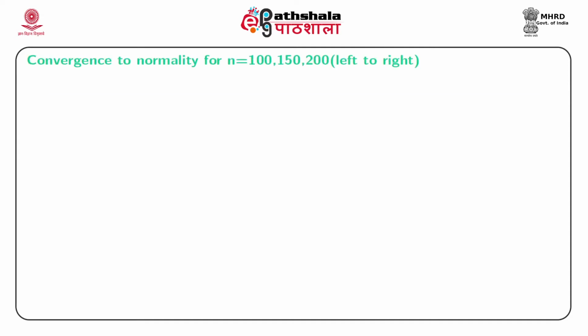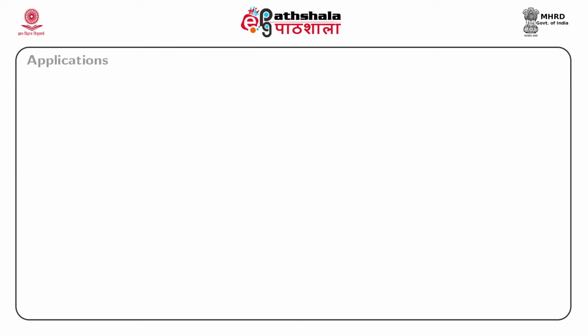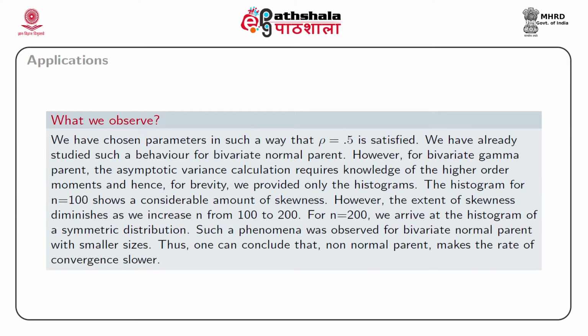So, for the bivariate gamma parent, we have generated the histograms for n equal to 100, 150 and 200. It should be noted that we have chosen parameters A and B in such a way that rho equal to 0.5 is satisfied. We have already studied such behavior for the bivariate normal parent. However, for the bivariate gamma parent, the asymptotic variance calculation requires knowledge of the higher order moments, and hence, for brevity, we provide only the histogram.